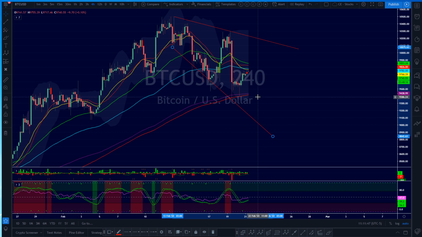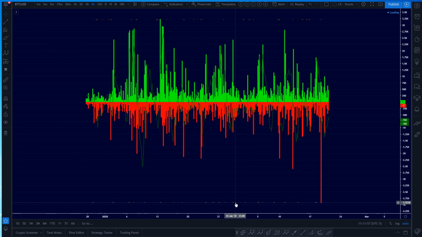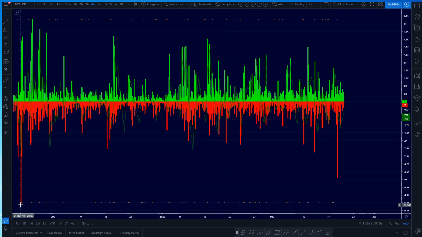So just watch out for this, because of what we saw in this candle, and you can see it in our volume structure. That was a lot of selling pressure, more selling pressure than we've had in a long time. And I'm looking at 4-hour candles.